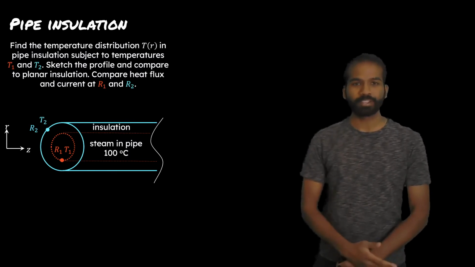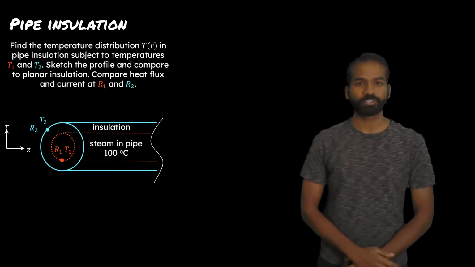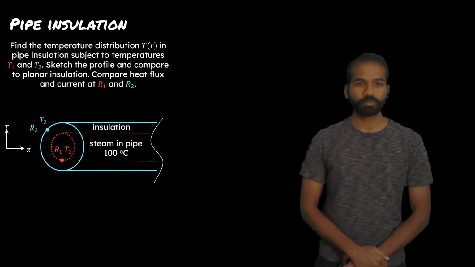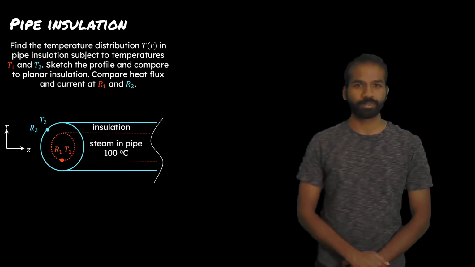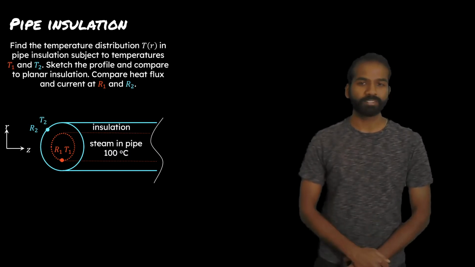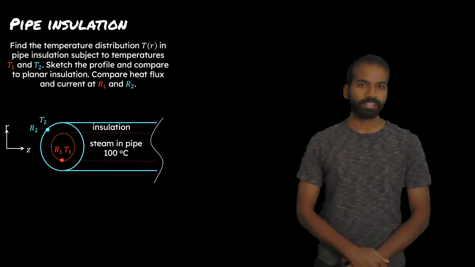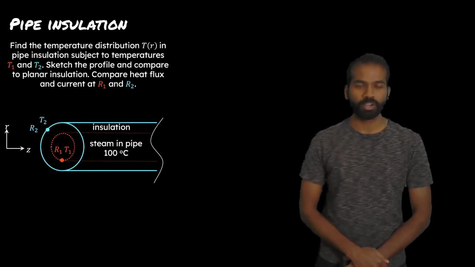So the formal statement in the problem is that we want to find the temperature distribution, T of r, in the pipe insulation, subject to temperatures T₁ and T₂. We will then sketch the profile and compare this to the planar insulation case. We will also compare the heat flux and current at both r₁ and r₂.